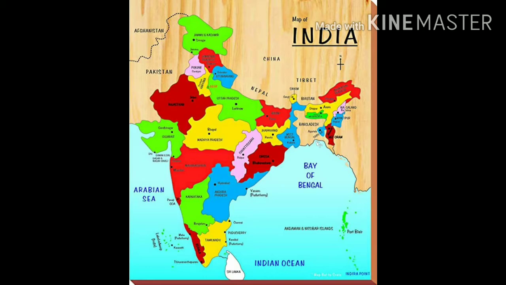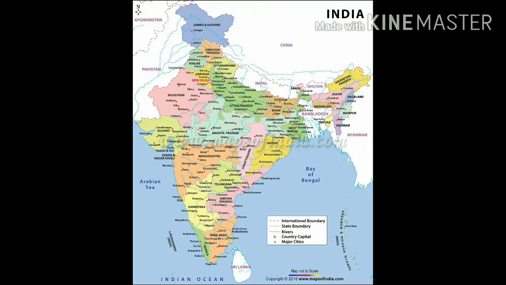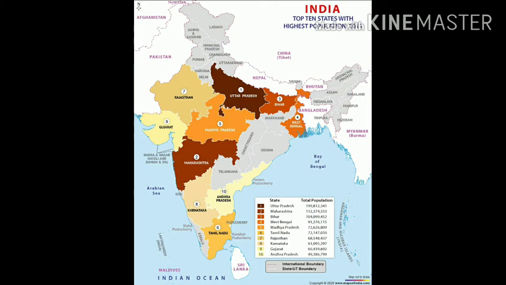A map is a representation or drawing of the total or part of the earth's surface according to a scale. There are so many types of maps: political maps, physical maps, and population maps. The political map shows cities, towns, villages, their boundaries and capitals. The population map shows population densities, the location of population, and the thickest and thinnest population areas.